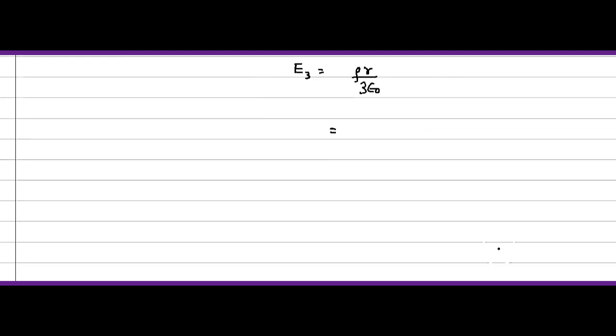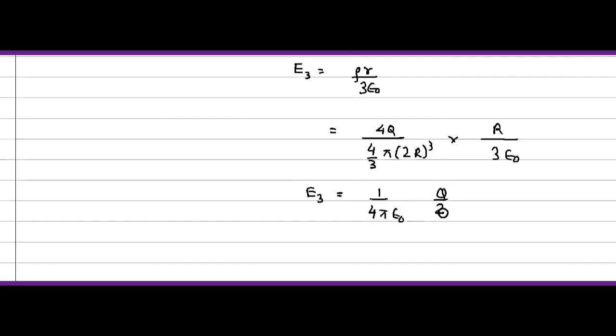Total charge is 4q, divided by the volume, which would be 4 by 3 pi into r cube. The radius is 2r, so 2r cube into this. What is the radial location at which we need to find the electric field? It is r, divided by 3 epsilon. Now if we solve this, our E3 value turns out to be 1 by 4 pi epsilon, q divided by 2 r square.